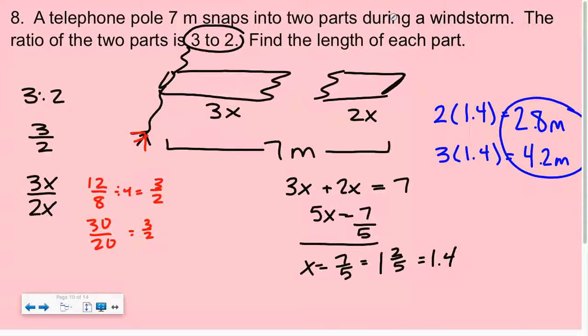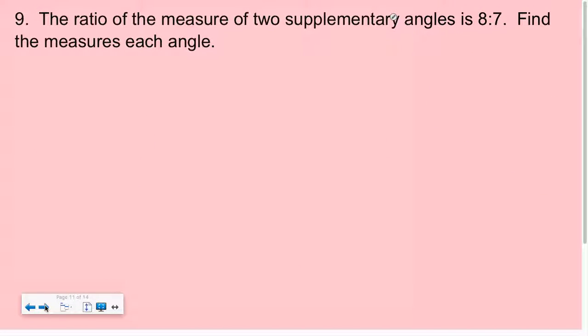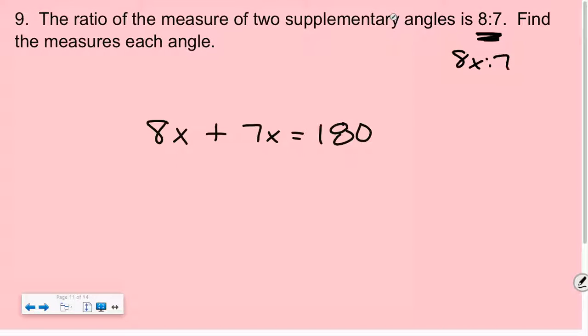So if I think about that for my next question, number 9, the ratio of the measure of 2 supplementary angles is 8:7. What does it mean if angles are supplementary again? They gotta add up to 180. Well, they're in the ratio of 8:7. So should I say 8 plus 7 equals 180? No. What should I write? 8x plus 7x. Good. 8x plus 7x should equal 180. The ratio 8x to 7x is the same as 8:7, but now I have a nice algebraic equation.